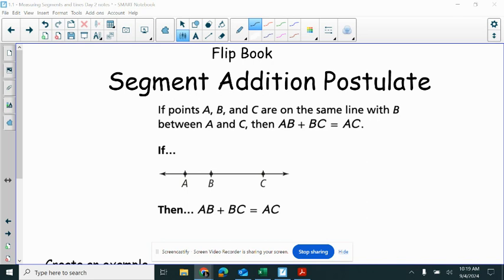So for example, if I had segment AB would be 3. If BC equals 5, because AB and BC have a common point, point B in the middle, then I could add those two together and it would give me 8. That's how the segment addition postulate works.